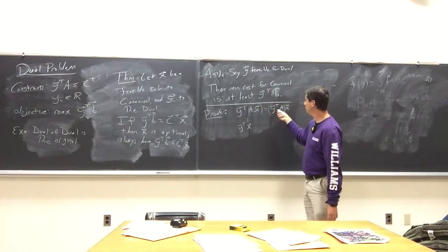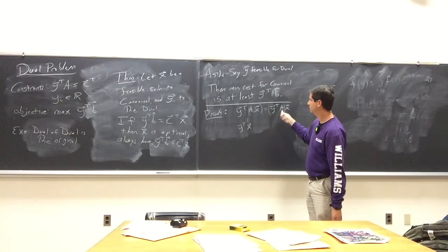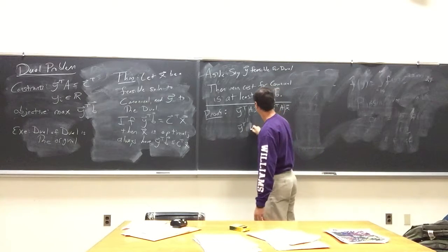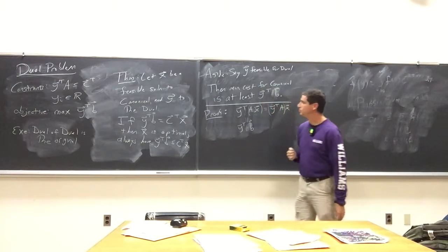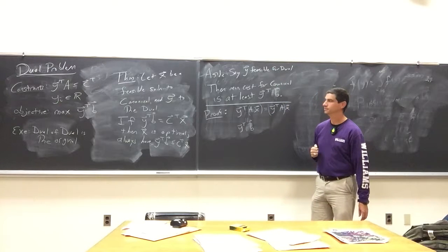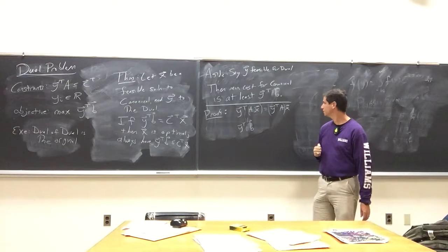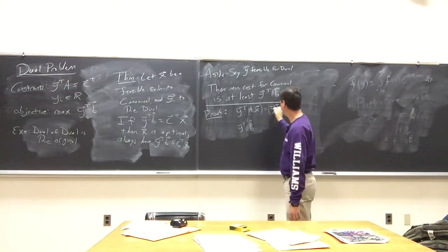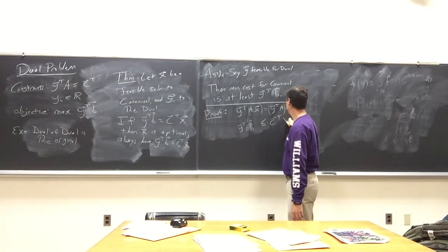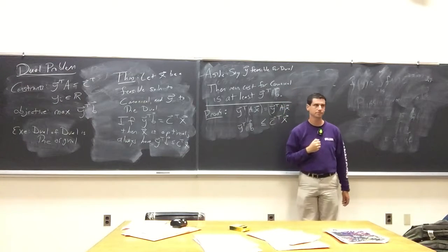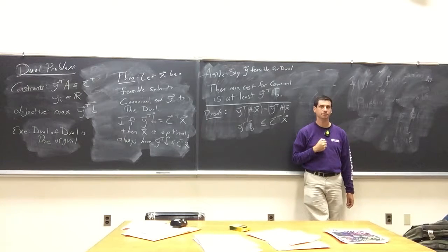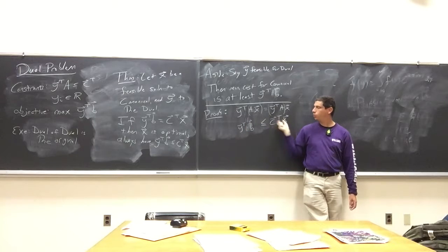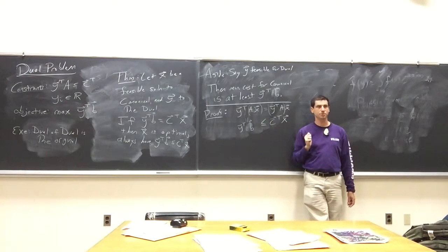But what do we know about Y transpose A? Y transpose B, sorry, Y transpose B. Thank you. What do we know about Y transpose A? It's less than or equal to C. And so when you do the algebra, you'll get less than or equal to C transpose X, just from substituting in. And so we've just shown that no matter what values we take, if Y is feasible and X is feasible, this relation must be true.